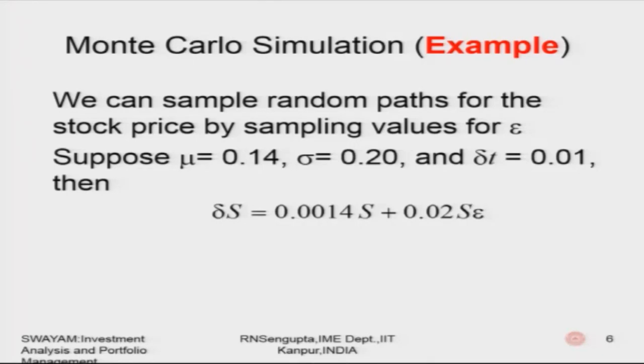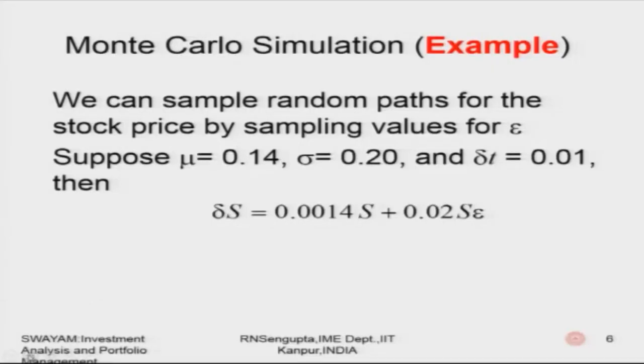This error term we know has a particular distribution, based on what we discussed when we were discussing the Wiener process. So, suppose the drift, or the mu value, is 0.14, the standard deviation is 0.2, and the time difference is delta t, or del t, whatever it is written here. I did mention that delta t, del t, dt, for this course I am just going to use them interchangeably without going into the mathematical details.